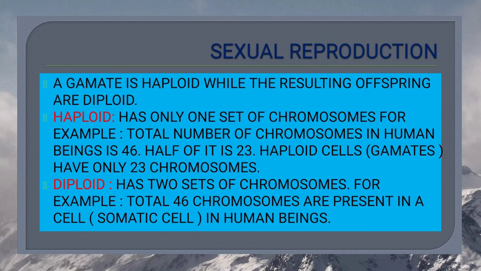Now let us know what is haploid. Haploid has only one set of chromosomes. For example, total number of chromosomes in human being is 46. Half of it is 23. Haploid cells, that is gametes, have only 23 chromosomes. Now coming to diploid. It has two sets of chromosomes. For example, total 46 chromosomes are present in a cell. Example, somatic cells in human beings, and they are called diploid.